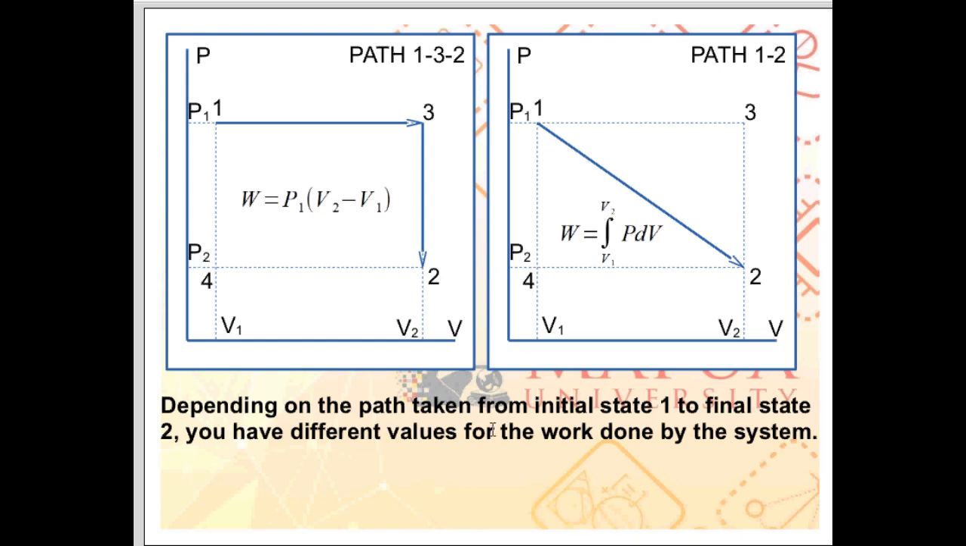Depending on the path taken from initial state to final state, you have different values or equations for the work done by the system. So in determining, calculating, or analyzing the work done by the system from initial state to final state, you need to consider the path taken by the system from initial to final states.